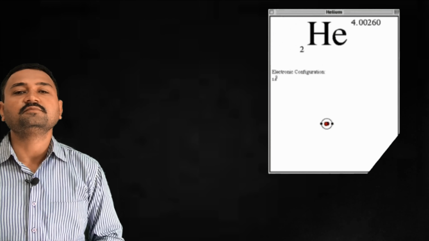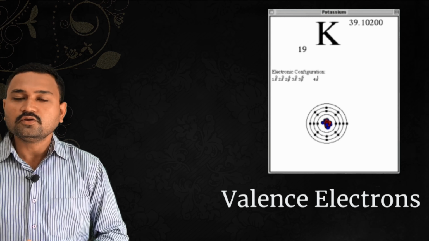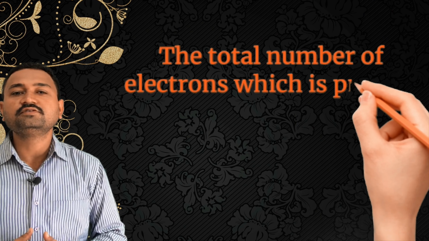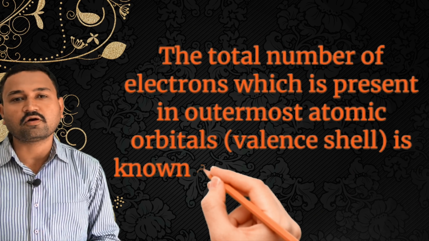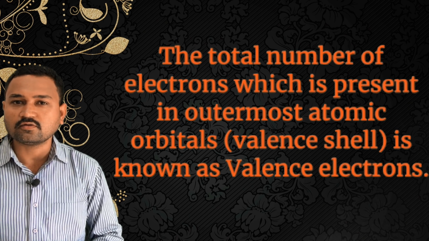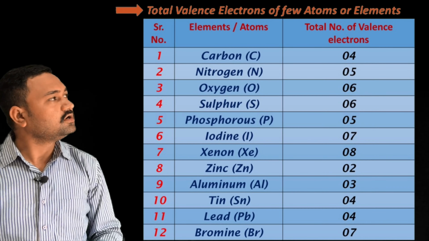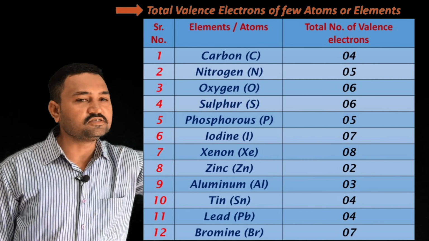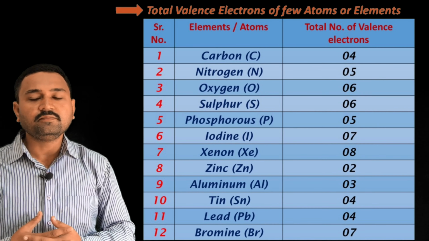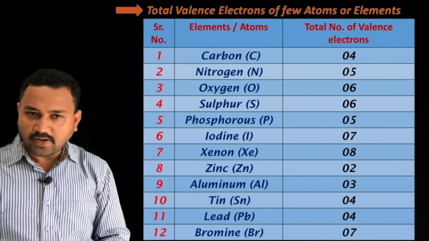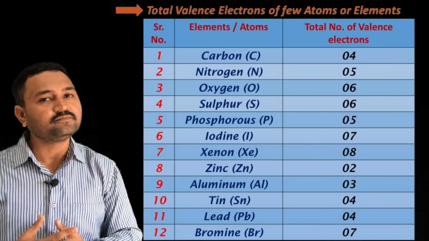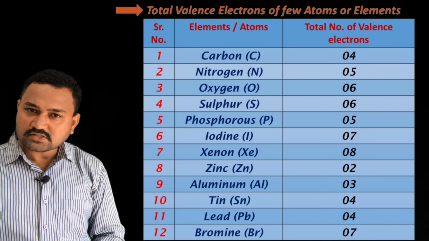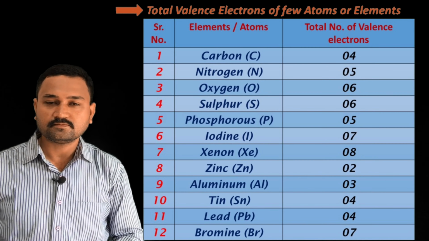So now let us consider the second term, that is nothing but the valence electron. You know that the total number of electrons present in the outermost atomic orbitals is known as the valence electrons. Here I have given a chart in which I have shown the different elements and the total number of valence electrons in each element. This chart will be useful to predict the type of hybridization of a central atom in the molecule. So I request you to take a screenshot of it.